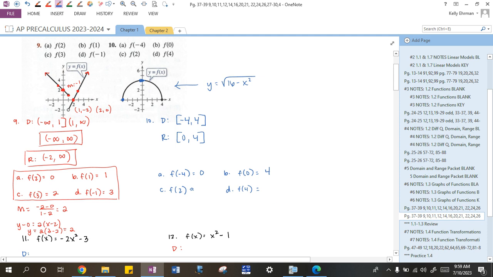But for f of 2, I might be wondering, like, what is that? It doesn't look like it's 3. It looks like it's a little bit higher than 3 and not quite 4. So that's where I would say, well, I'm going to use this educated guess to say y is probably about the square root of 16 minus 2 squared. So square root of 12.